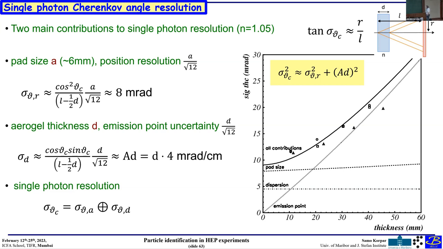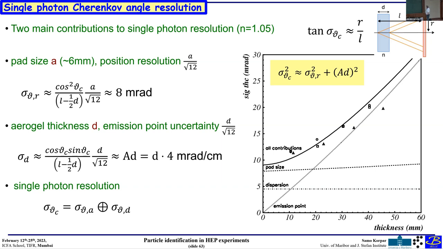So these are two main contributions, and the other one is the chromatic dispersion, which turned out to be smaller, so we didn't really pay much attention to it. The photon detector contribution came out to be, with 6 millimeter pads, about 8 milliradians.